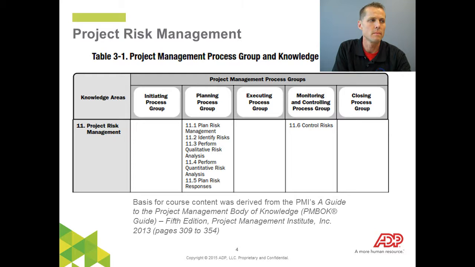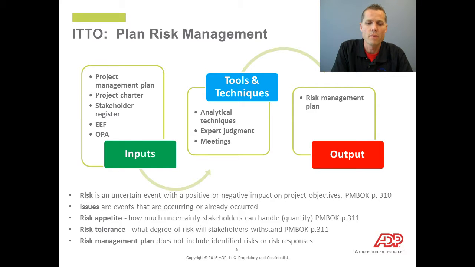So the first process within risk management is plan risk management. And before we even get into that, we need to identify and define what is a risk, and that's an uncertain event with a positive or negative impact on project objectives, sometimes an opportunity if it's positive. So it's something that's unforeseen. This is different than issues, which are events that are occurring or already occurred, so something that's currently happening and has been identified. So that's a key difference, because when we're talking about issues, we're often in different process groups and knowledge areas outside of risk management, possibly change control.